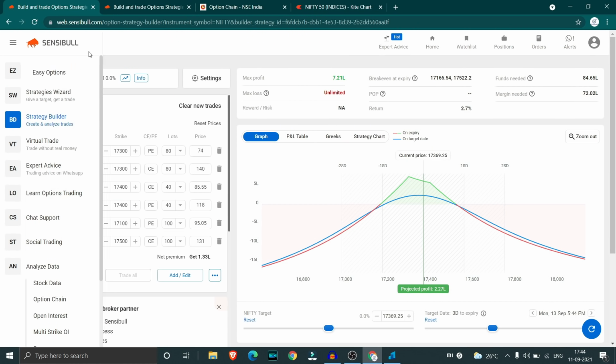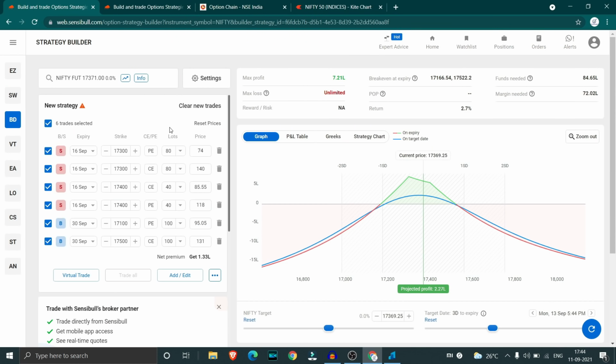Here you can see what exactly we have done is we have created a short straddle at 17,300, 80 lots, that is 4,000 quantity total. So at 17,300, there is 4,000 quantity of short straddle. As well as at 17,400, we have created 40 lots or 2,000 quantity of short straddle.